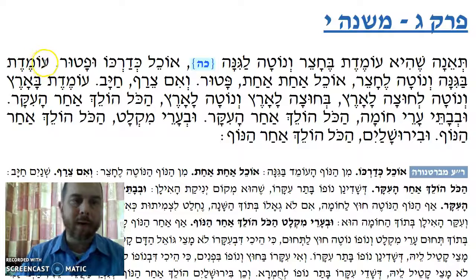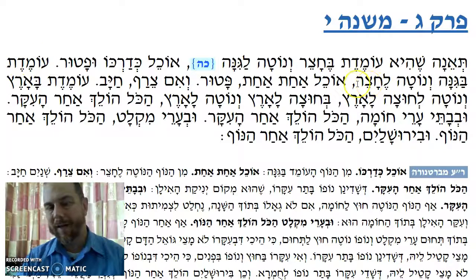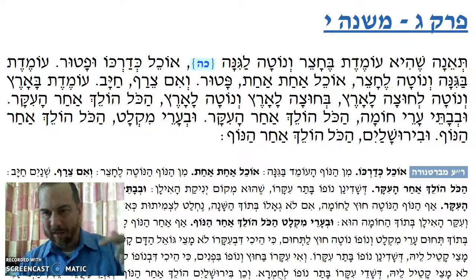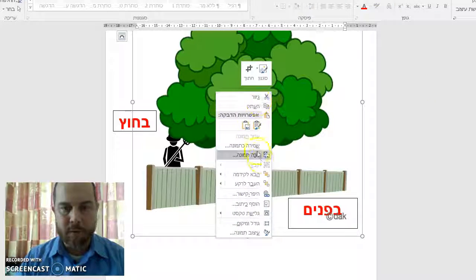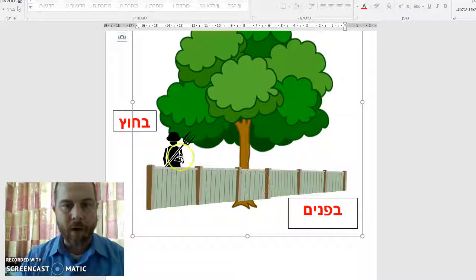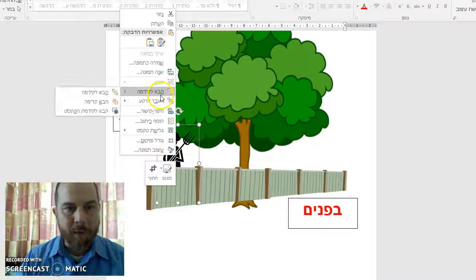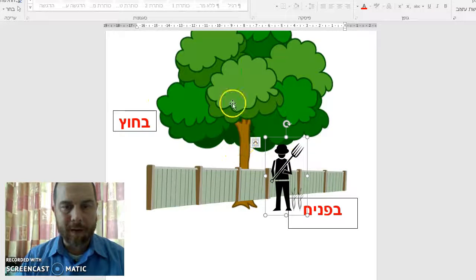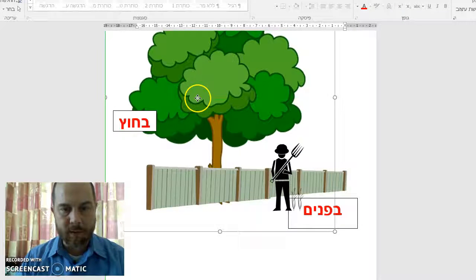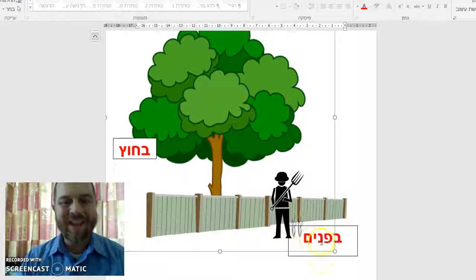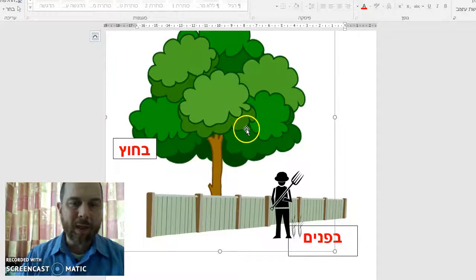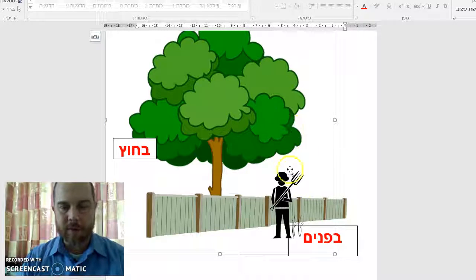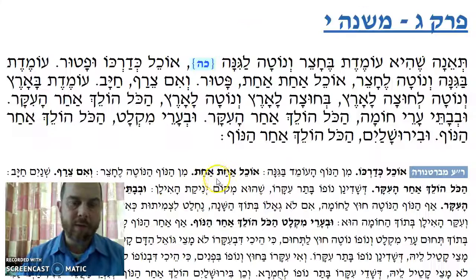But on the other hand, if omedet bagina v'nota lechatzer, let's say the tree is omedet bagina, it's sitting on the outside. So now we're going to move the tree. Let's move it background. And we're going to move this guy and put him inside. So the tree is outside. Don't ask how the tree is standing near the fence. Here we go. Nice. He's bifnim, the farmer, and he's in the field, and he's picking from his fig tree inside, even though the tree is outside.